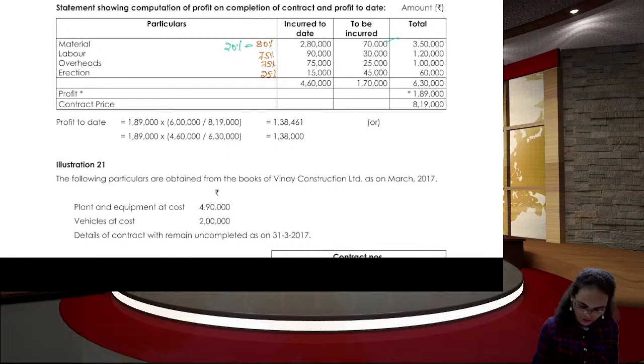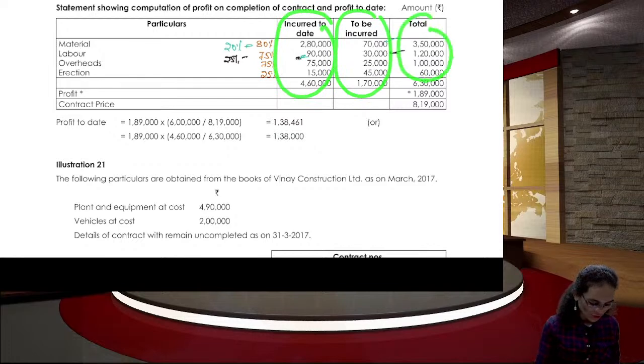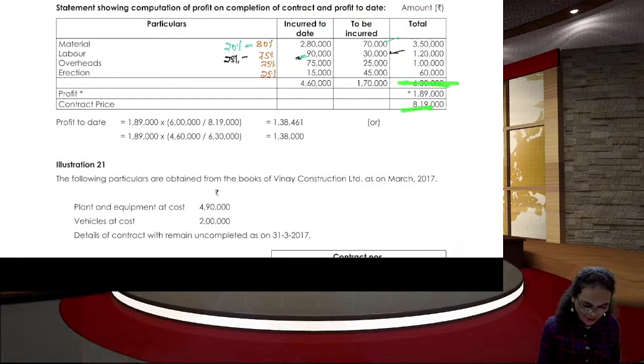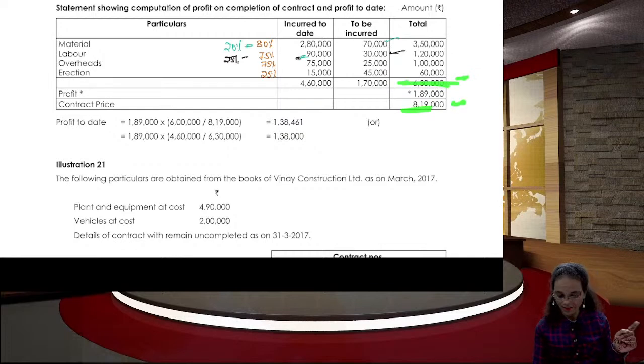That is 70,000. So 90,000 divided by 75%. Then what about the 25%? Into 25% to be incurred. Again, we need to incur in the future 25,000. In the same manner, you calculate the rest of the things. You will get this as the to-be-incurred cost and this as the cost you have already incurred. The total cost of the project is this much, and the contract price is given in the question. This is the estimated profit, we can say.